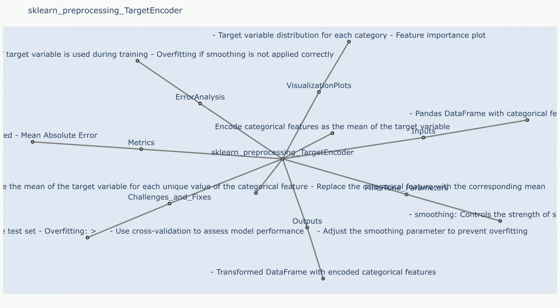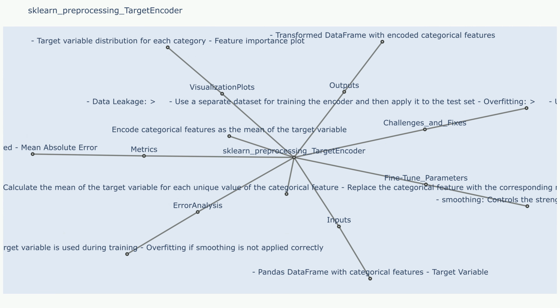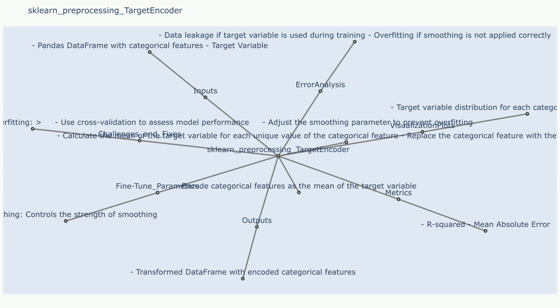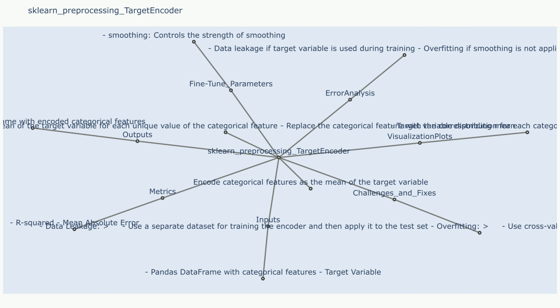Challenges and fixes. Challenge 1. Overfitting. The encoder can overfit to the training data if there are too few instances for some categories. Sample use case that resulted in challenge 1. A dataset with a small number of instances for a certain category may result in an overfitted encoding for that category. Fixes to challenge 1. Use a smoothing parameter to regularize the category means. Use a larger dataset to reduce the impact of small sample sizes.